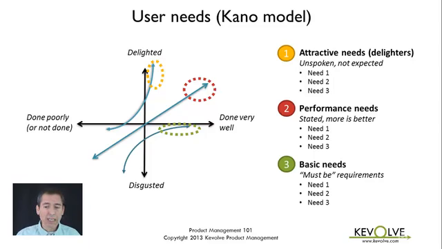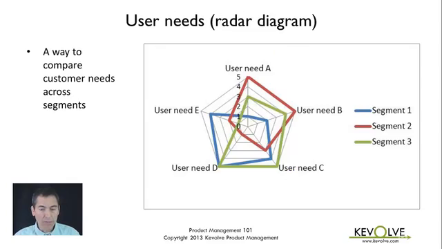So those three needs are a way to look at all your customer needs and divide them up into some critical categories. And we're going to talk later about what to do with those categories, especially as you develop new products or new services. But that's the Kano model.